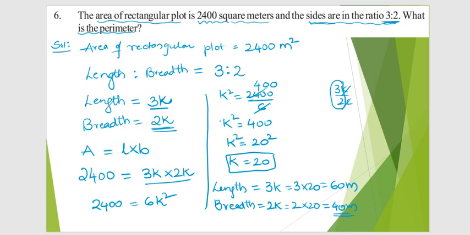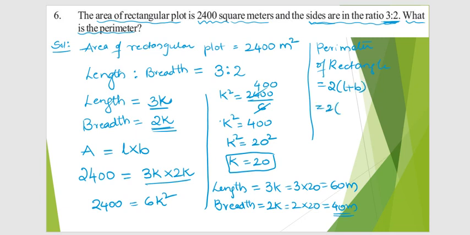This is nothing but a simple part. So finally, what did he ask you to find? What is the perimeter, right? He is asking you to find out the perimeter. What is the formula of perimeter? Perimeter of rectangle is equal to 2 times of L plus B.